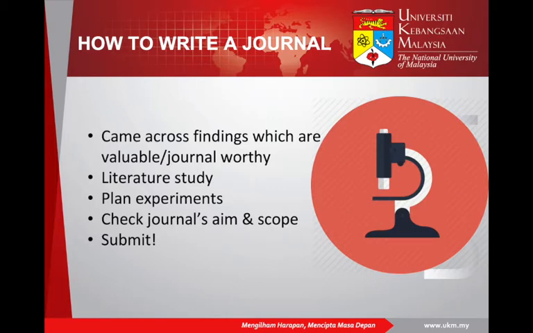Now, how to write a good journal article. In your PhD or master's study, when you are doing your research, there will be one point where you might come across findings which are valuable or journal worthy. So what you could do is a literature study on it, find what's lacking and what's not done, and then you can quickly plan your experiments, get the measurement results, and write your manuscript. Then you can check the journal's aim and scope. Once you have found a really suitable journal for your findings, you can try to submit.